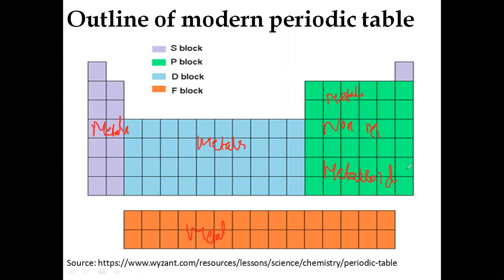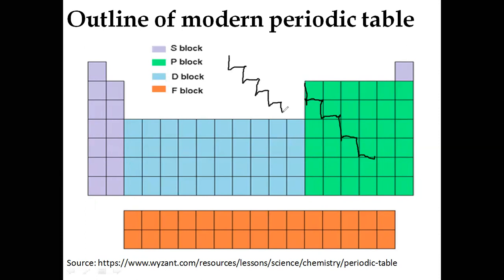Now, how will you distinguish this? That's why we have to study the zigzag line. So what is a zigzag line? It's very simple. See, from here you can see this line I'm drawing. This is in a zigzag shape. This is a zigzag line. At the left side of this zigzag line, we all have metals.